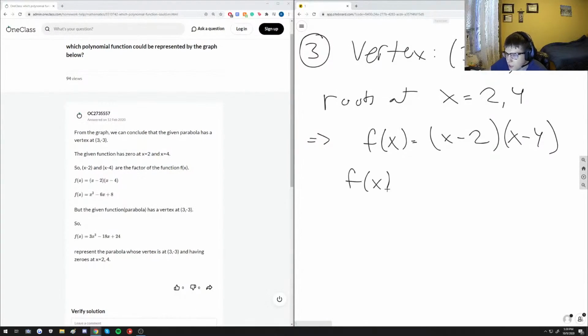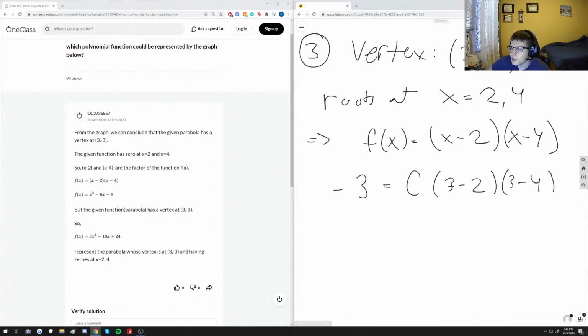So multiplying these out, we get x squared minus... actually, we can hold off on that for the time being. The other thing is that we have to make sure that the vertex satisfies this equation. And if it doesn't, we have to add some sort of factor, because that's what is wrong with our function. So f of x in this case is going to be minus 3, and plugging in for x, we're going to get 3 minus 2 times 3 minus 4, and then we're going to have some sort of constant here, c.